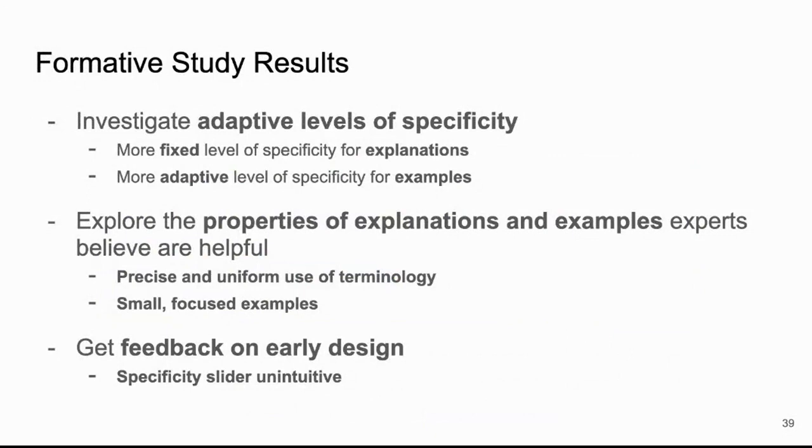So just to summarize some of our main results from this formative study, in general, it's better to have perhaps fixed levels of specificity for explanations, give a little bit more detail, but really make the examples adaptive so that you're not showing examples that don't contain the particular pieces of information that the programmer is really asking about. And that we should use really precise and uniform terminology, use really small focused examples, and that we needed to iterate on the specificity slider design to try to come up with a better way for programmers to interact with this interface.